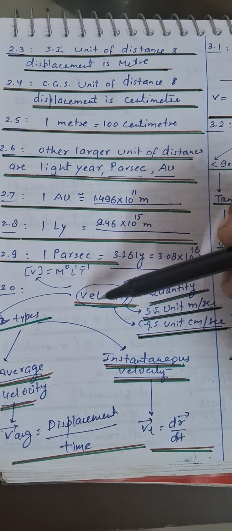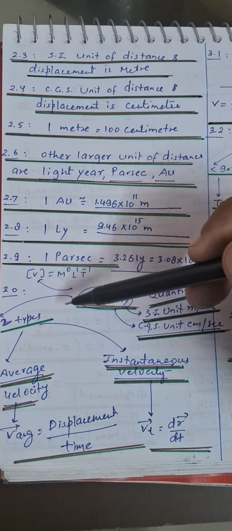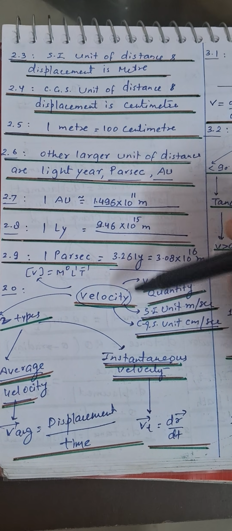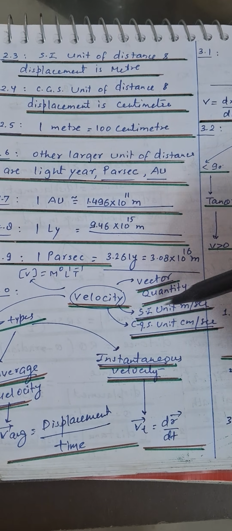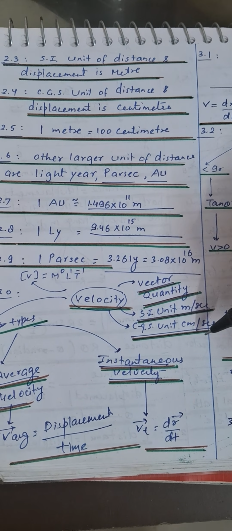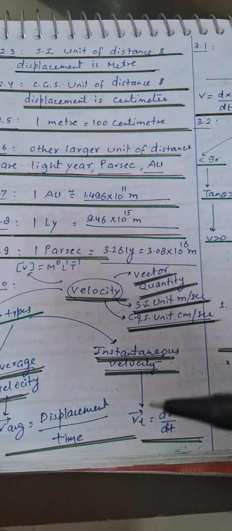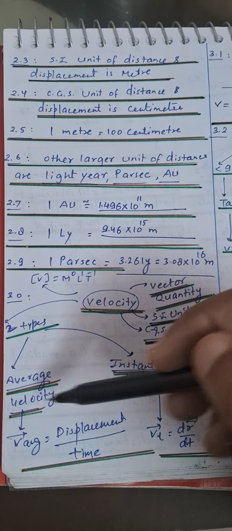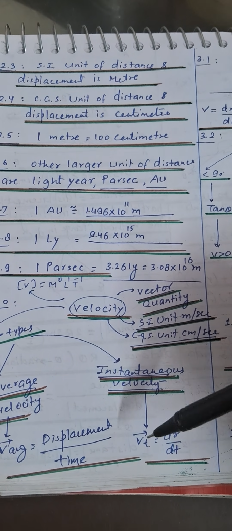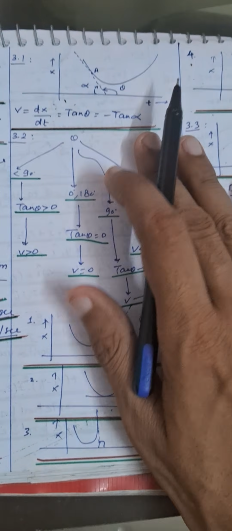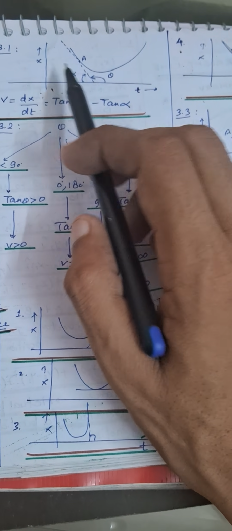Then we have the concept of velocity. First, the dimension of velocity is M^0 L^1 T^-1. It's a vector quantity, its SI unit is meter per second, CGS is centimeter per second. It is of two types: first is average, another is instantaneous. Average velocity is displacement by time. Instantaneous is dr by dt.